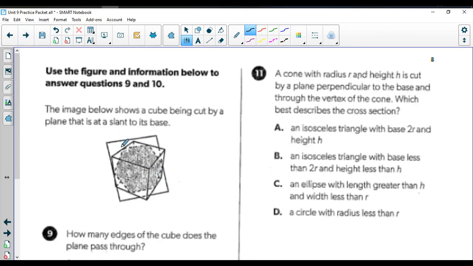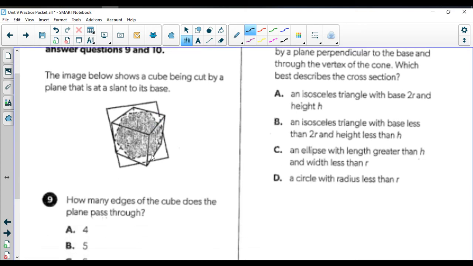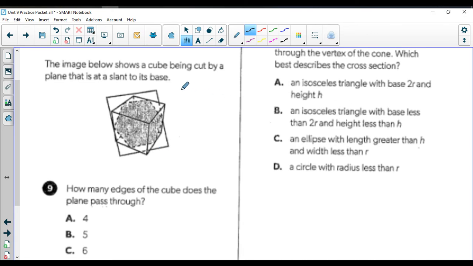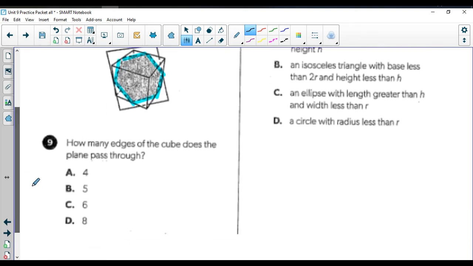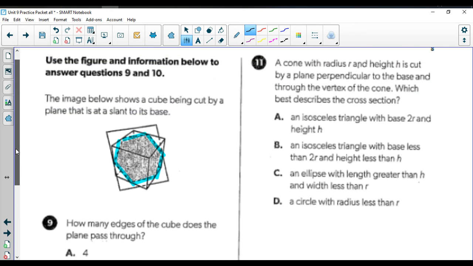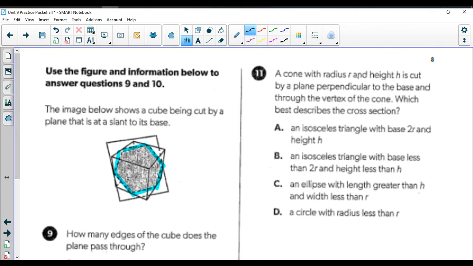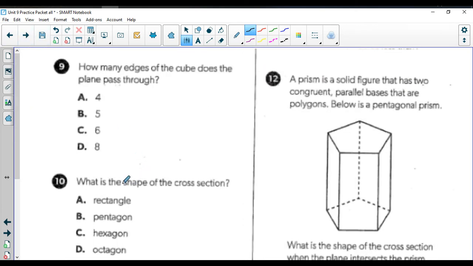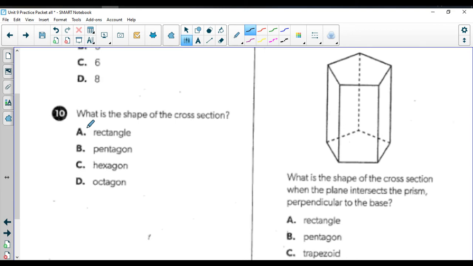On page number 8, we are using this picture to answer questions 9 and 10. How many edges of the cube does the plane pass through? So I can actually take a look at my cross section, and it has 1, 2, 3, 4, 5, 6 sides. So because it has 6 sides to it, that means it is cut through all 6 sides of the cube then. Question number 10 I don't have here, so let's take a look here. What is the shape of the cross-section? Well, we just said it went through 6 sides and has 6 sides, so we call that a hexagon then.